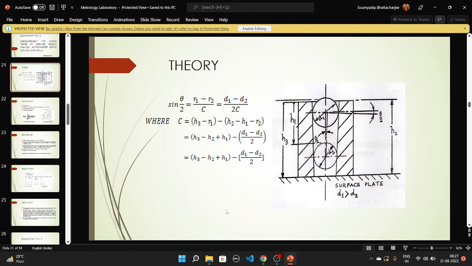H2 and H3. For this, you have to use the vernier height gauge. Vernier height gauge for measurement of H2 and H3, and for each one, depth micrometer. Okay, and what are the other things?